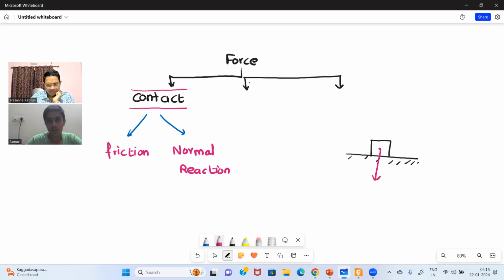See here. When you keep a book on a table, the example that you quoted, mg acts downwards, right? But something is not allowing the book to fall. If mg is acting, then the book should fall down. But why is it not happening? Because the table is giving an opposing force. And what is that force called? Either you can call it N or R, normal force or reaction force or simply normal reaction. I'm sure you've learned it.